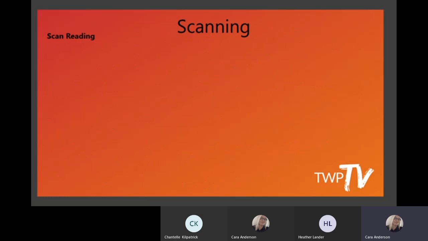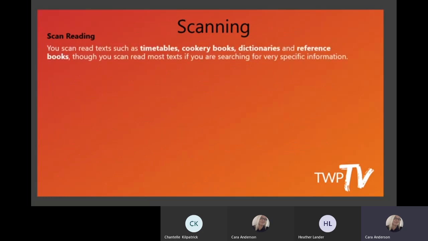Okay, so first of all, we're going to look at scanning and just break that down a little bit. So you can read texts such as timetables, cookery books, dictionaries and reference books. Though you can read most texts if you're searching for very specific information. So it's a good way of saving time when you're reading large text.